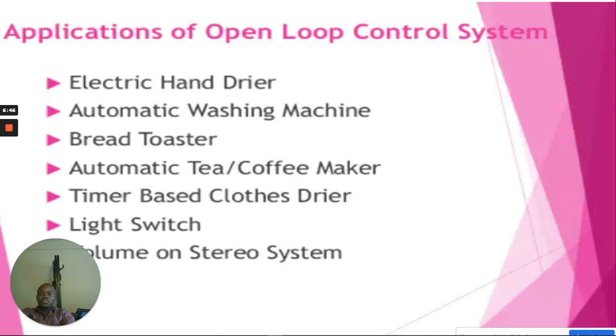So all these examples are the kind of appliances we use at home, and we can directly see how open loop control systems work. These are devices that don't really measure the output so that they correct the input to fine-tune the results.